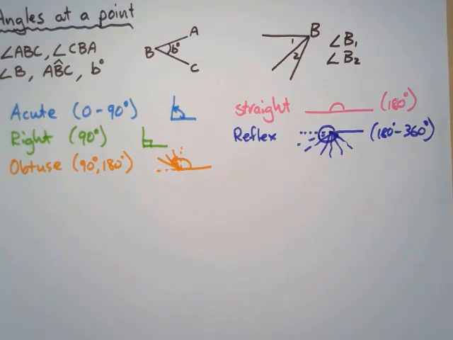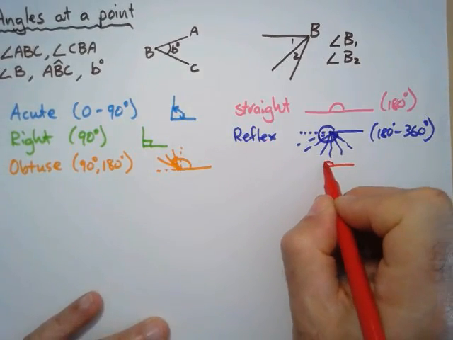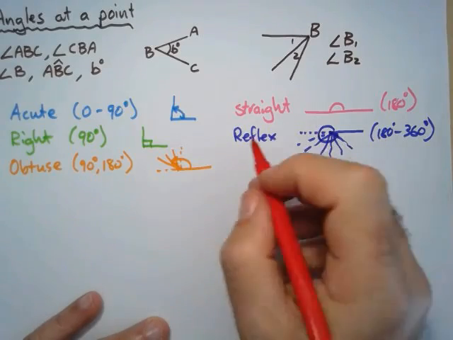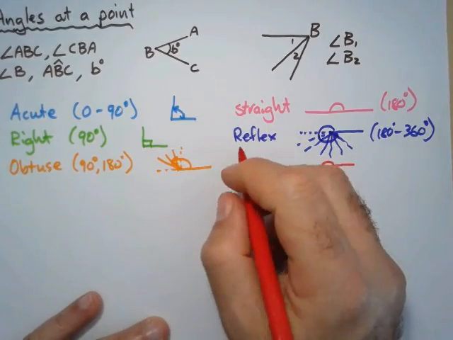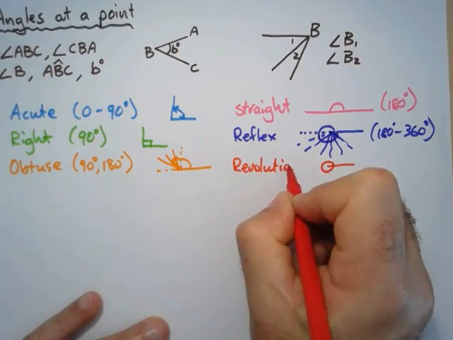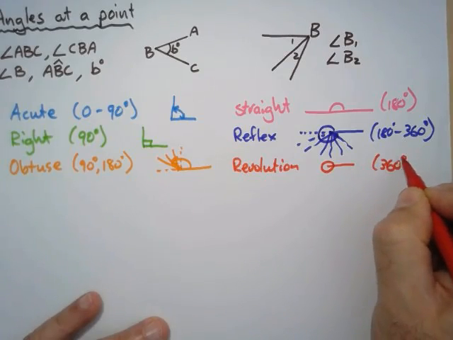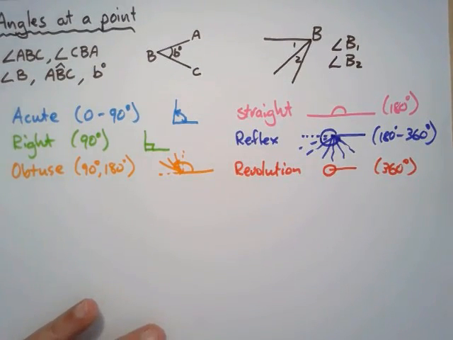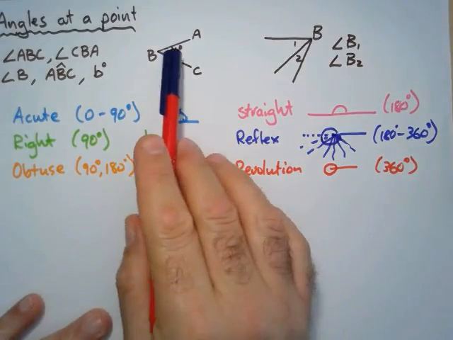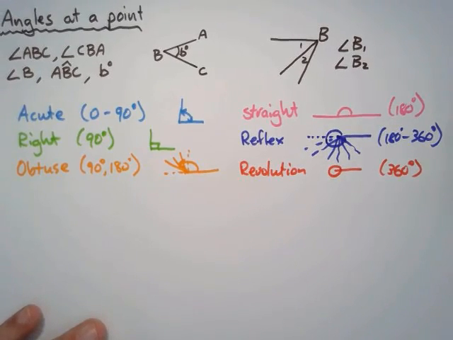And if I make a full turn, going from there and straight around all the way there, we call it a revolution. A revolution is one complete turnaround, and that is 360 degrees. So that is how we talk about the angles when we look at the angles at a point.